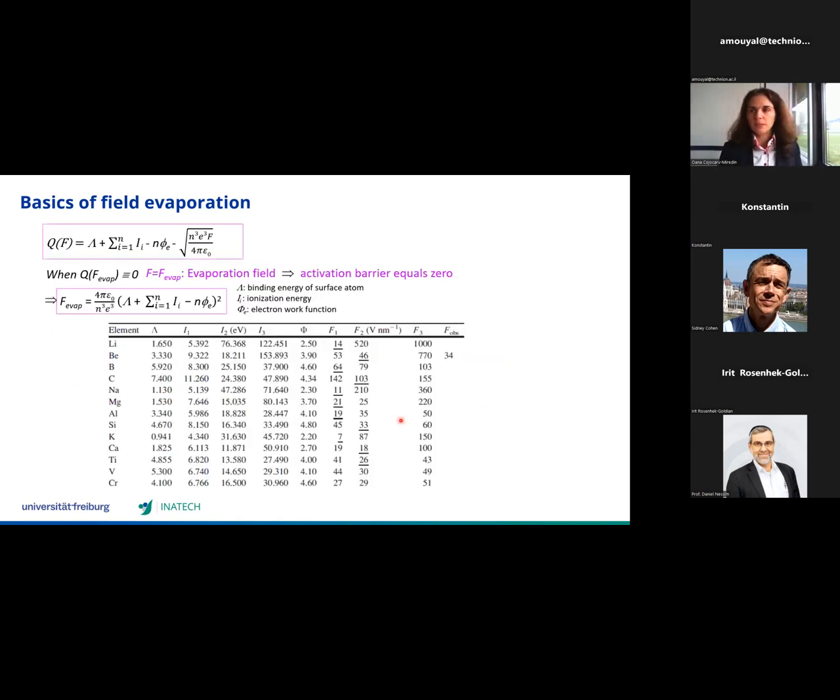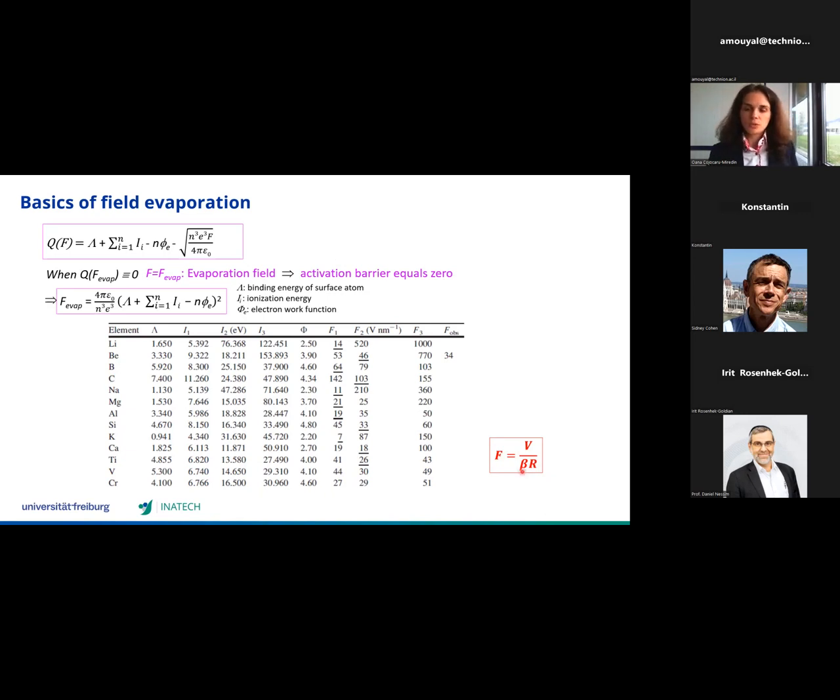Regarding determining the evaporation field, what you need to know is that the evaporation field changes from one element to the other. So it's essential to determine the evaporation field so that at the end we can do the 3D reconstruction, because we know that the evaporation field equals voltage over beta R. Beta is a geometric parameter and R is the radius of the tip. We know the voltage we apply. If we know the evaporation field, then we can do the 3D reconstruction by determining the radius of our 3D reconstruction.